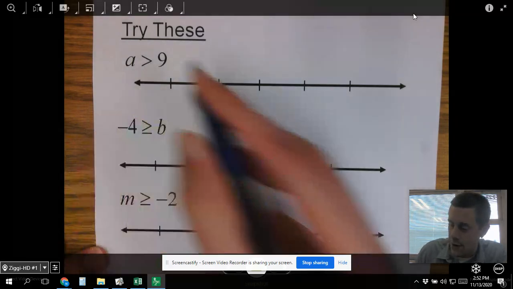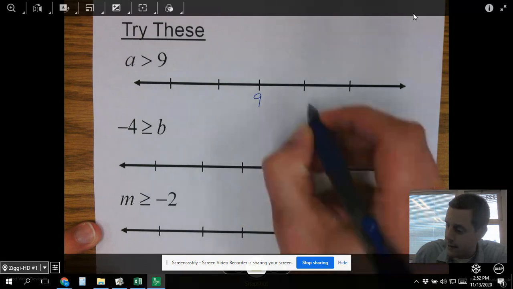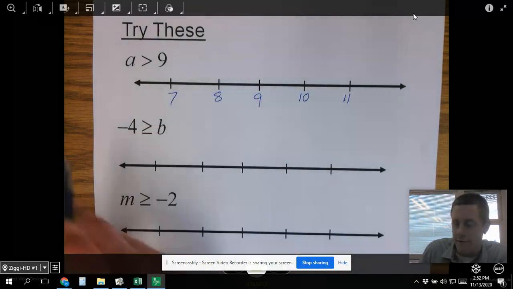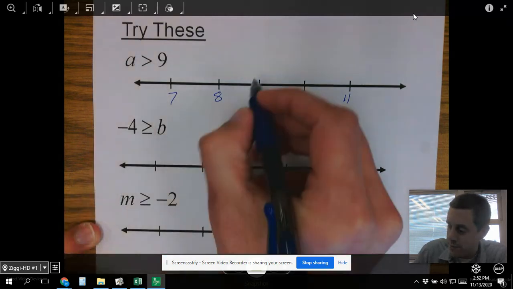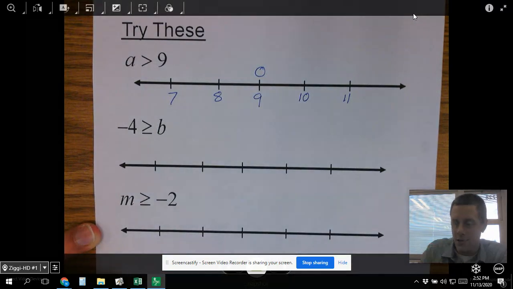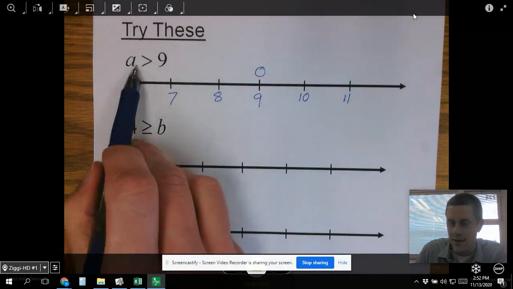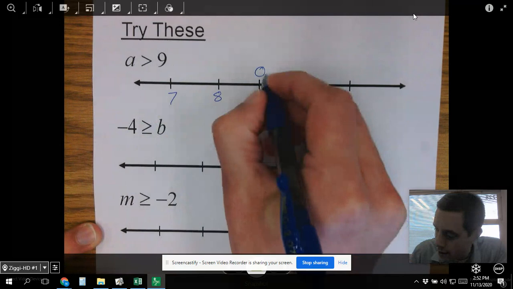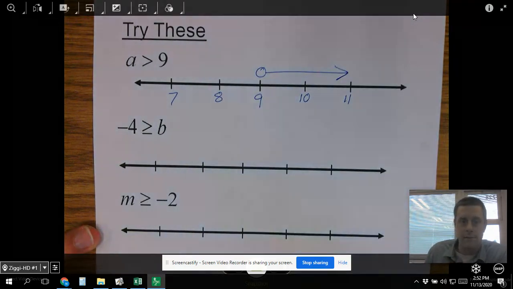Number 1, a is greater than 9. I put 9 in the center of my number line. I'm filling out 10 and 11 to the right, 8 and 7 to the left. A is greater than 9, which means I need an open circle, meaning I am starting my graph at 9, but not including 9 in this solution set. 9 does not make this true, and I want values that are greater than 9. They are to the right.